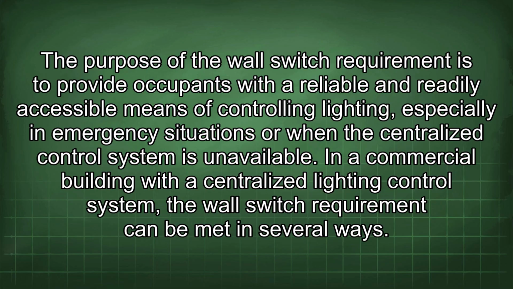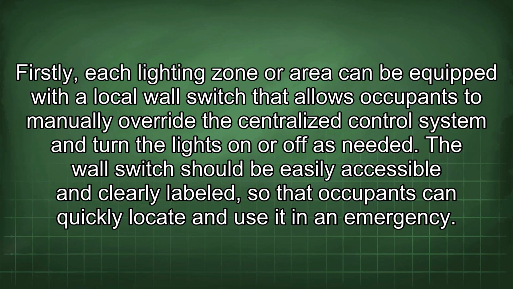In a commercial building with a centralized lighting control system, the wall switch requirement can be met in several ways. Firstly, each lighting zone or area can be equipped with a local wall switch that allows occupants to manually override the centralized control system and turn the lights on or off as needed.